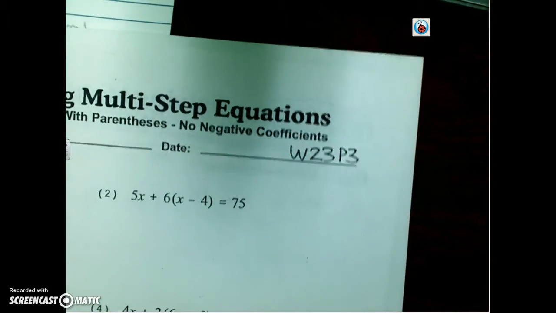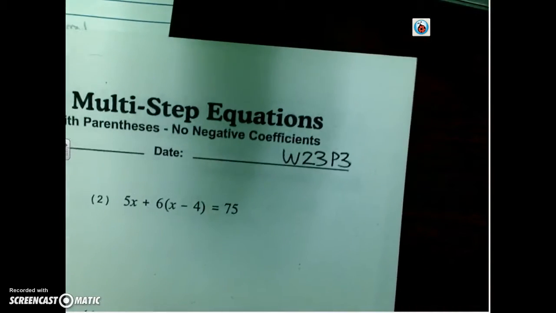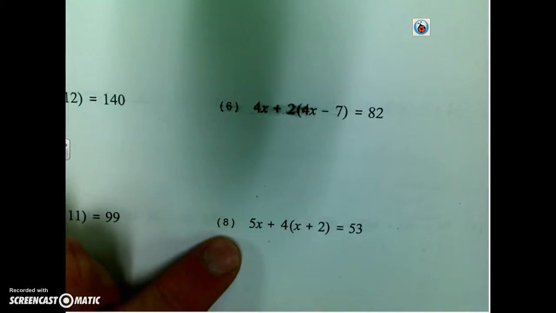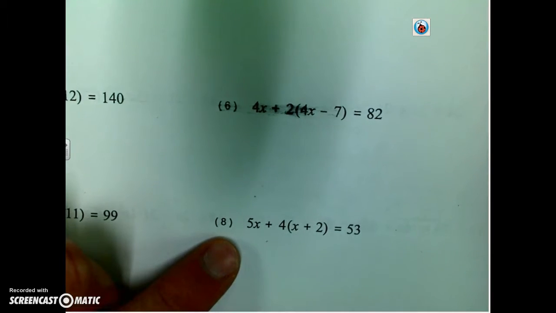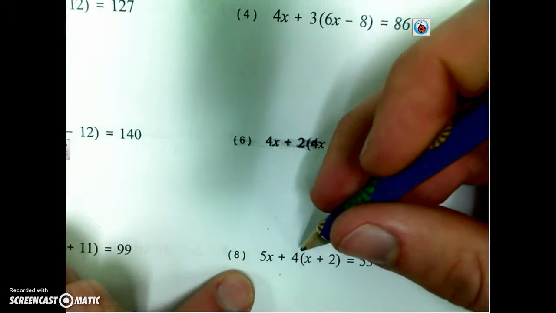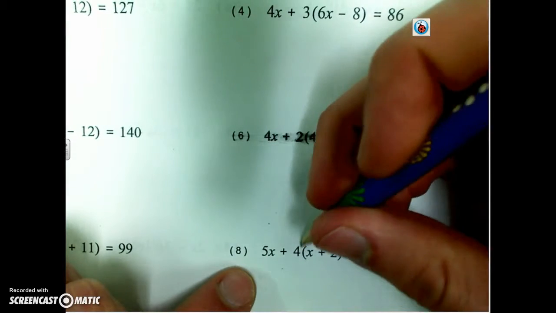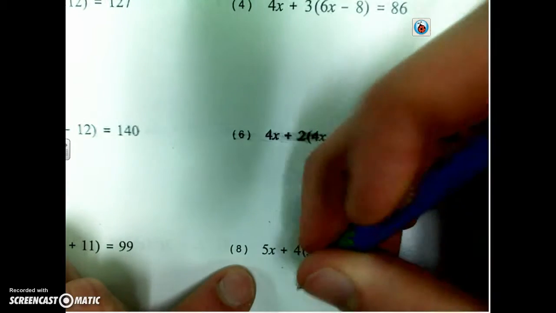Week 22, page 3, this is going to be a kind of a combination, and we'll go down to number 8 here. We're going to have to be combining some like terms, also doing some distributing, solving some two-step equations. And on all of these, the first thing we need to do before I can even combine like terms is I need to do my distributive property.